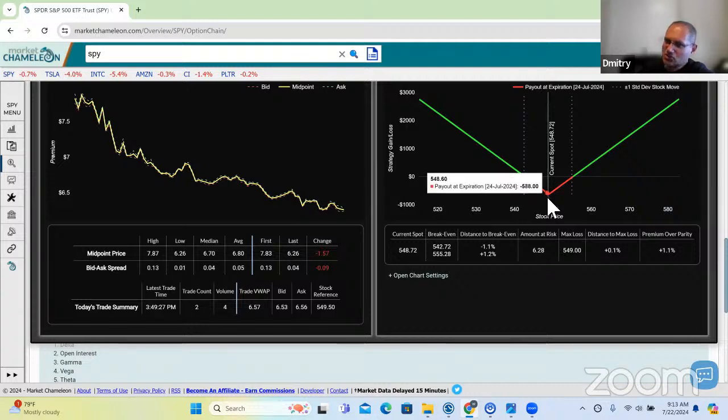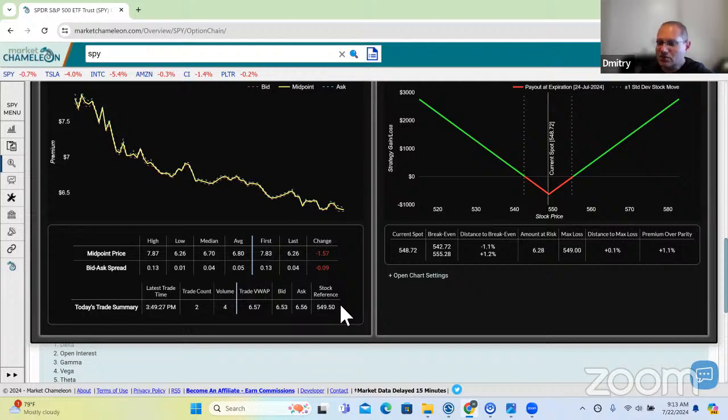And you need the stock to move in either direction. You could see here that if the stock moves down, well, what will happen is at expiration, if the stock's below 549, the call will be worthless. But the put itself will be in the money, and its value will depend on how far below the stock finishes. Well, how far below do you need it?